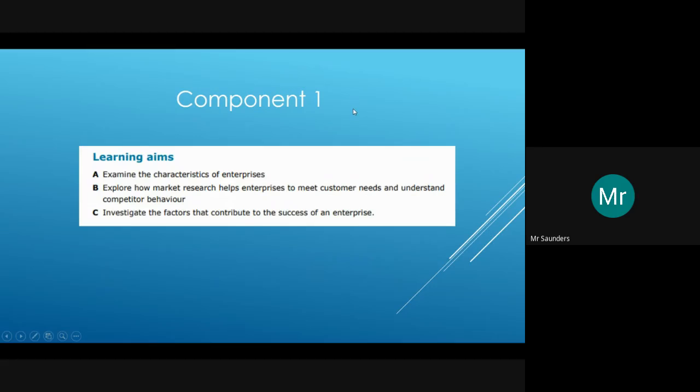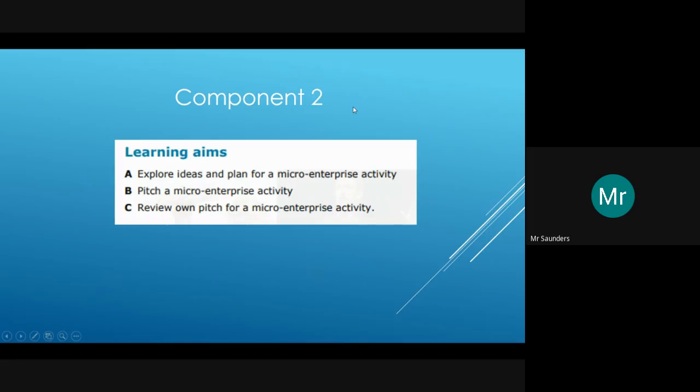The second component, component 2, I would describe in a very basic sense as a little bit like Dragon's Den, in the sense that you are going to take your learning from component 1 and apply that to coming up with 3 business ideas for a micro enterprise that you could start in the local area.